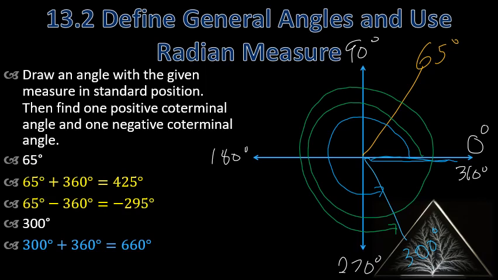To get the negative coterminal angle, subtract 360. So 300 minus 360 would be negative 60. It'd be something like that.